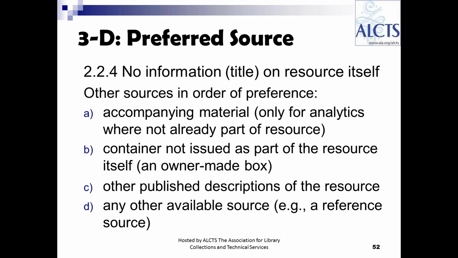It's not exactly clear to me how other published descriptions of the resource and any other available source, such as a reference source, differ. Catalog or supplied data seems only to be an option for title proper and is not included in the more general hierarchy, so there seems to be no provision for things like catalog or devised edition statements.